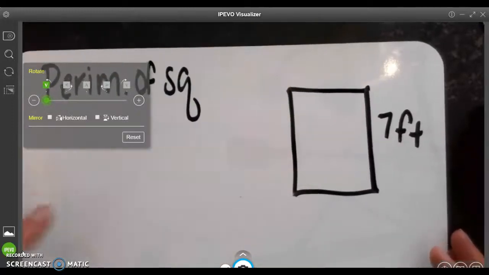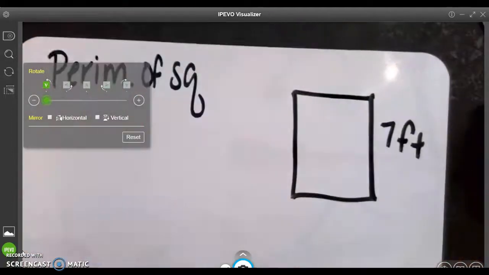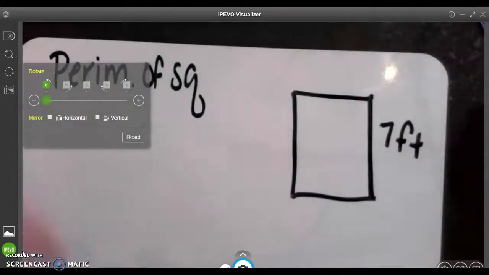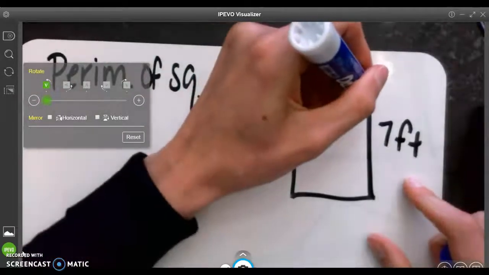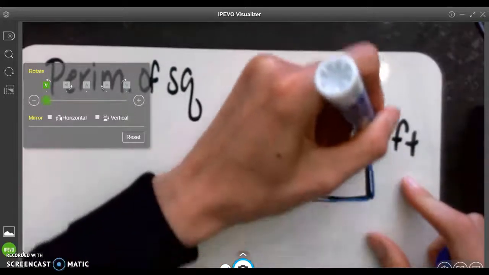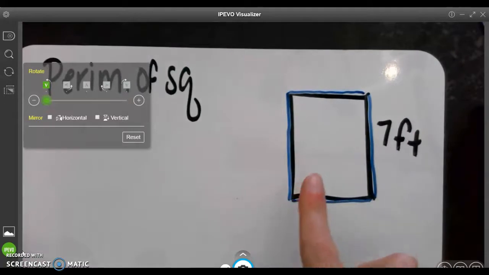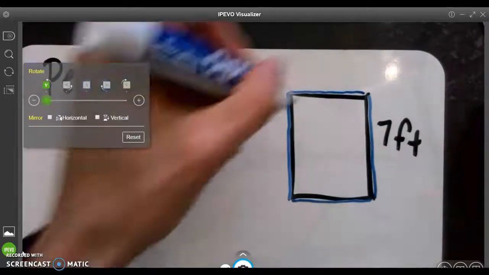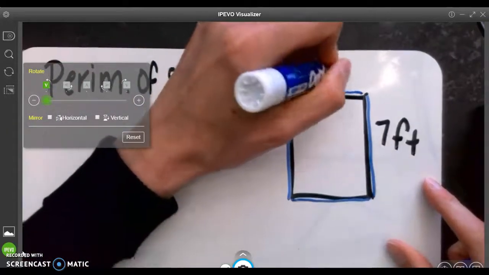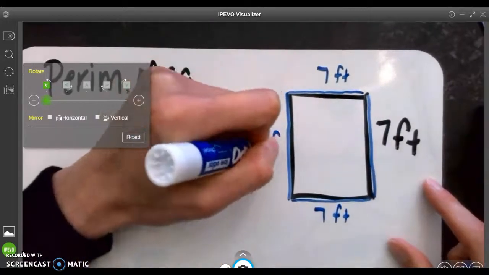So perimeter is something that you've definitely done in previous math classes, and if you remember, it is the distance around an object. So if I put a fence completely around this square, that's its perimeter. It has nothing to do with what's inside. So like putting up a fence around a garden, putting up a fence around a yard, something like that. Because this is a square, we know all the sides of the square are congruent, so they're all 7 feet.